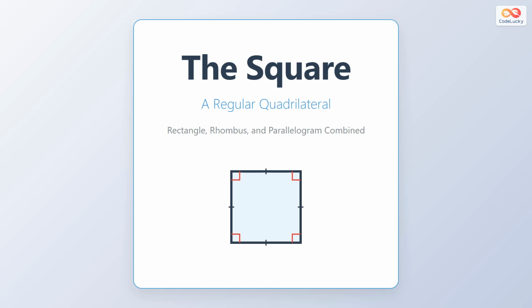Hello and welcome. Today we are exploring one of the most perfect shapes in geometry, the square. We will look at its definition, how it relates to other shapes like rectangles and rhombuses, and understand all its unique properties.